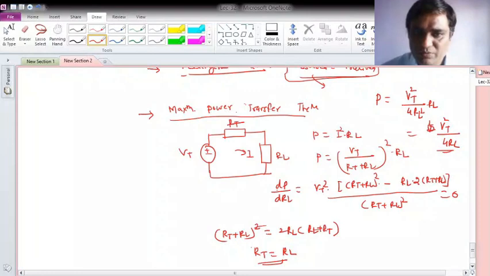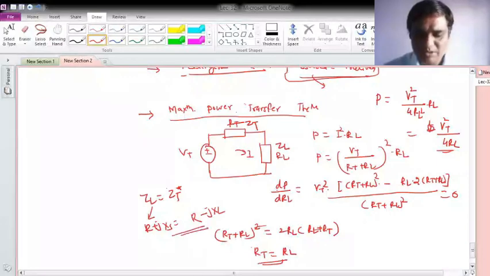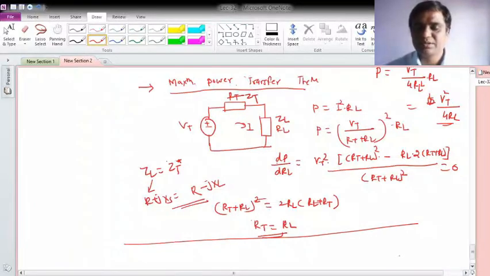And if it is impedance, this will be Zt and this will be ZL. So maximum power will transfer when ZL will be equal to Zt, but I observe that these are complex conjugates, and in order to get the real value, your ZL should be the complex conjugate of the Zt. So if Zt is R plus jXs, ZL should be R minus jXL, then only maximum power can be transferred.